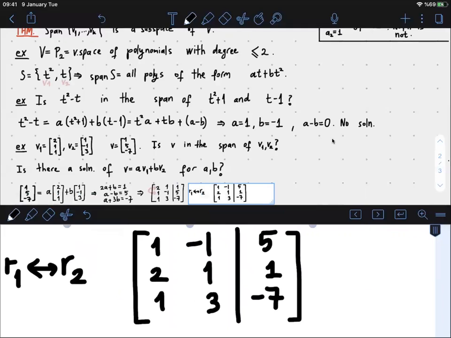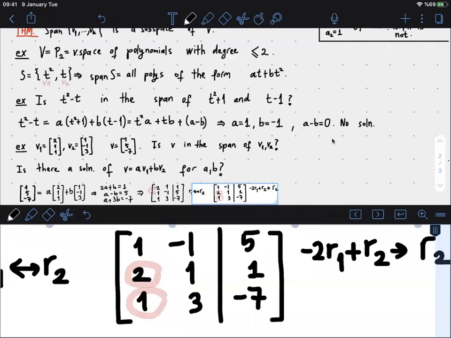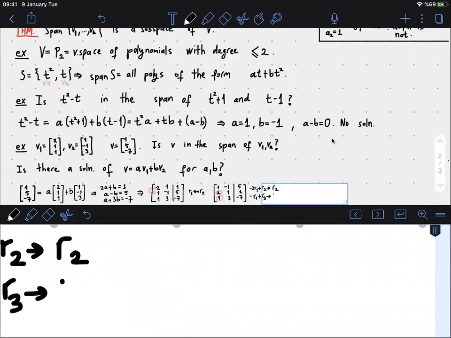Now it is right. Okay, now what can we do? I can make these entries 0 by adding minus 2 row 1 plus row 2 to row 2, and also minus row 1 plus row 3 to row 3. Okay, so in this case, what do we have?